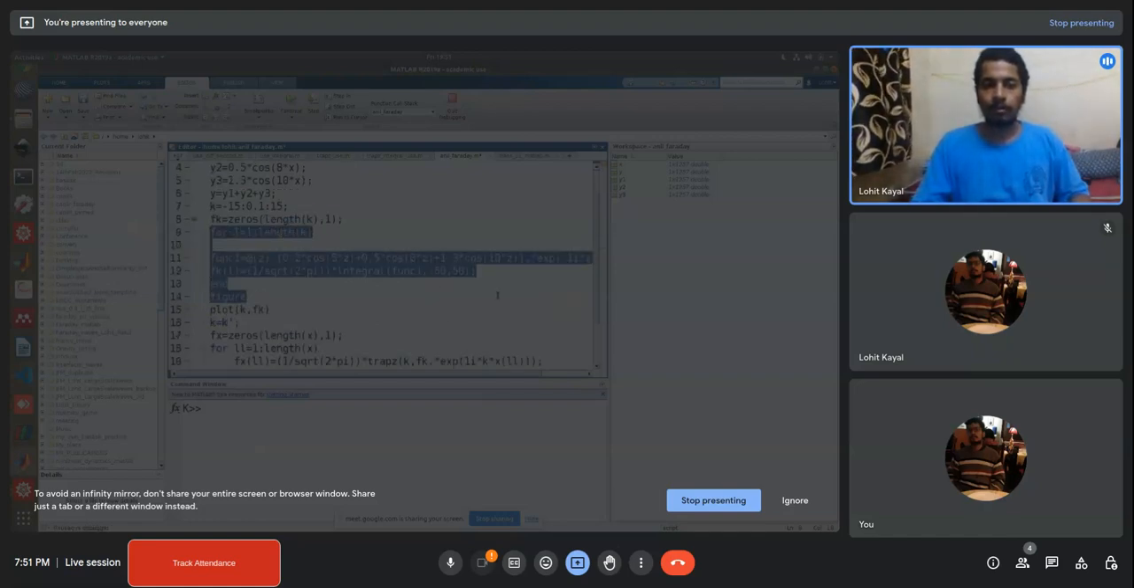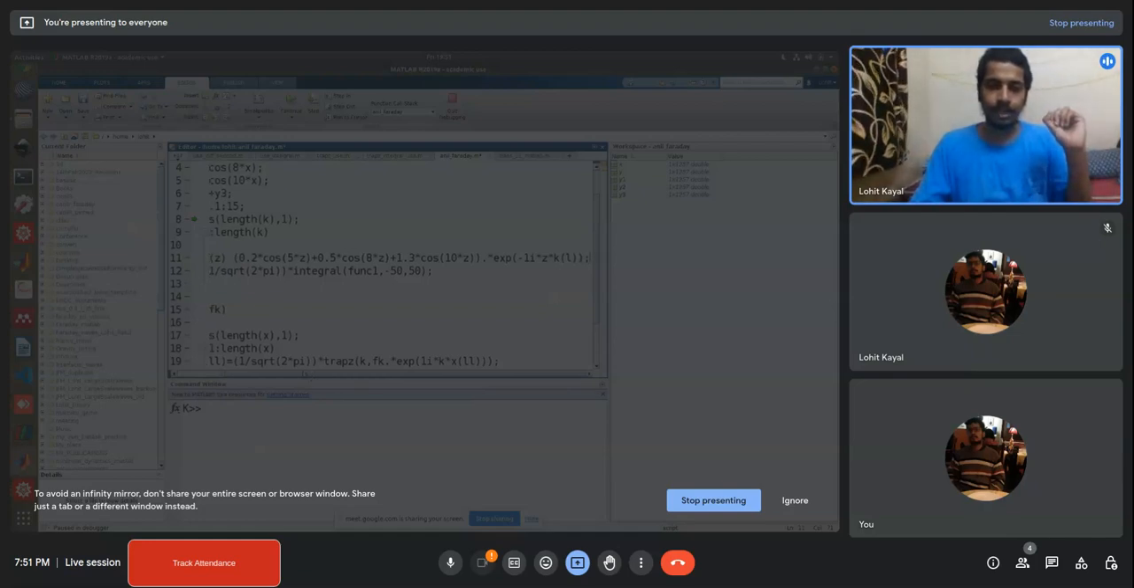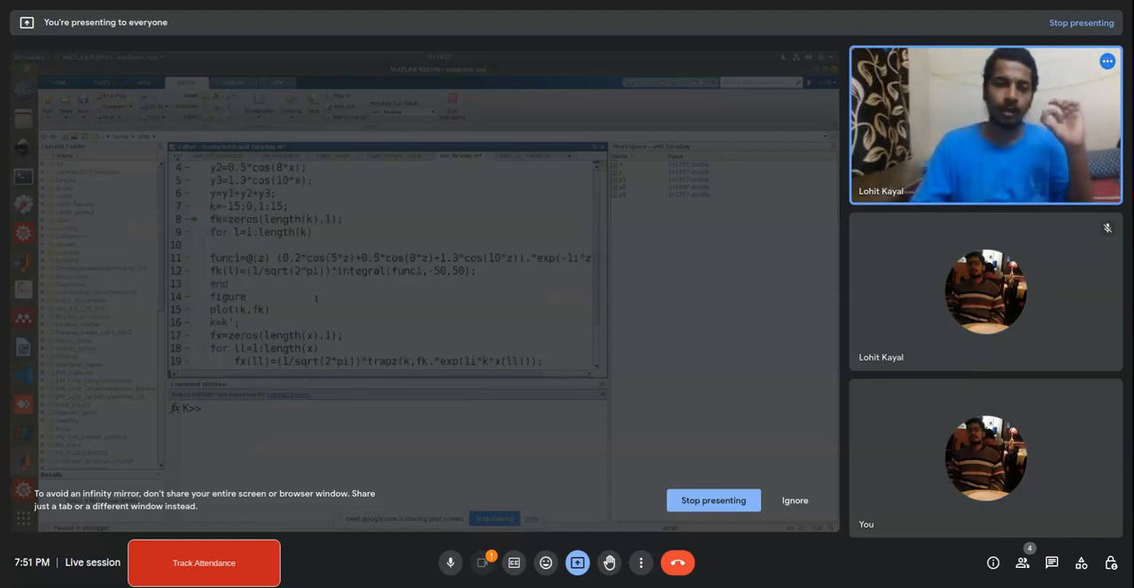Now for i equal to 1 to length of k, I have defined the function. See, 0.52 cos of 5z, 0.58z plus 1.3, this into e to the power minus i z into k. That means for a single k I should have one value in the Fourier plane. Because I have taken various k, and for each of the k this Fourier transform will be valid. So that's why I have used a loop over here.